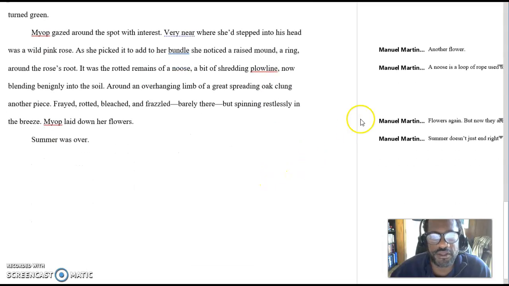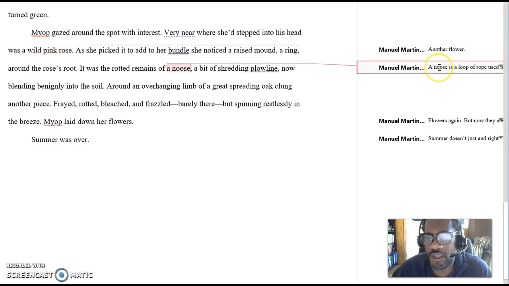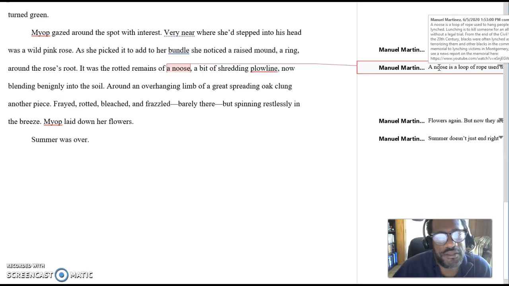And then coming down here into this last paragraph, we've got another flower, right? Near where she stepped into his head was a wild pink rose. And so again, we said these flowers are potentially symbolic, and right next to his head is a wild rose. We're supposed to be thinking about how those flowers become symbolic of what's going on. And then down here we said it was the remains of a noose. And this noose takes into account a lot of things, right? Understanding what the noose is.